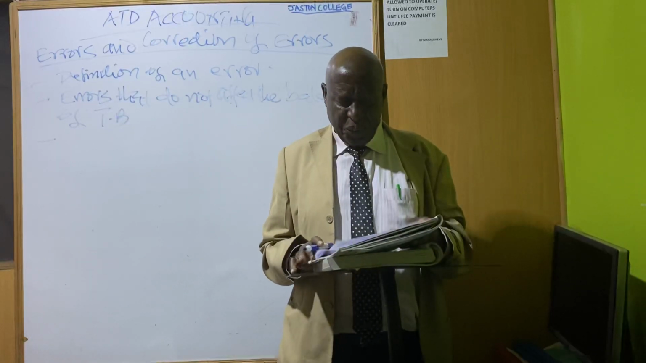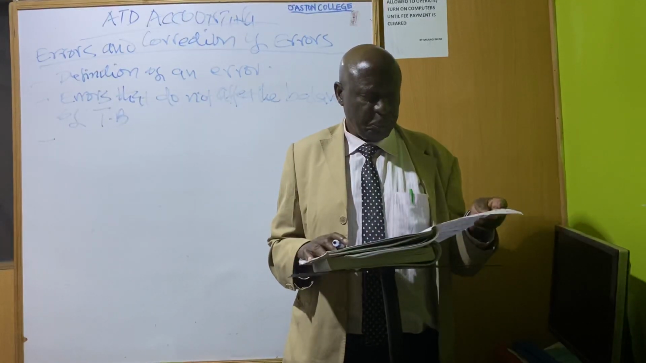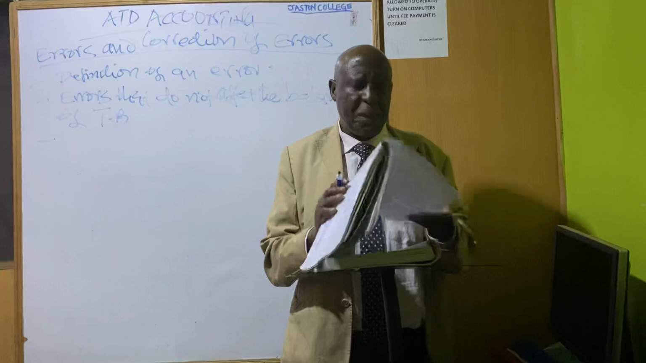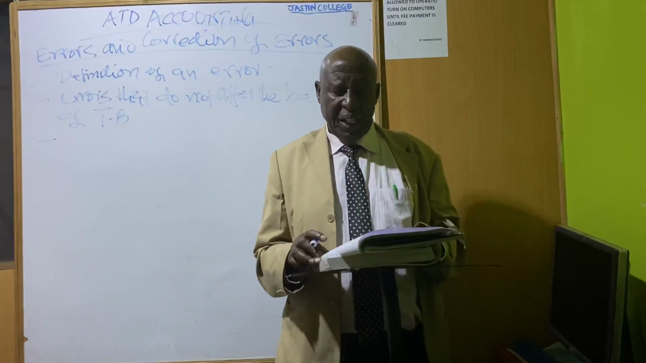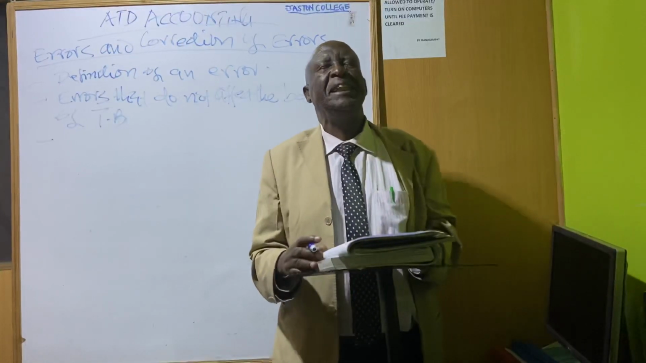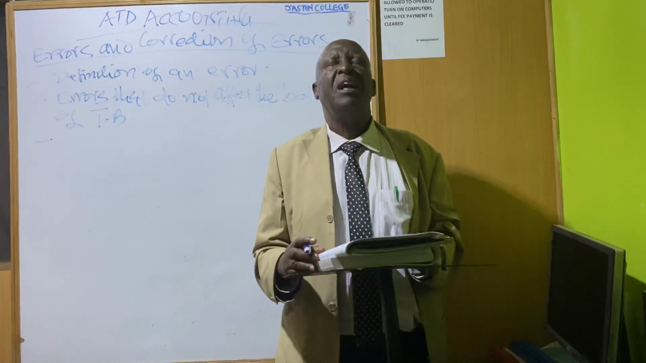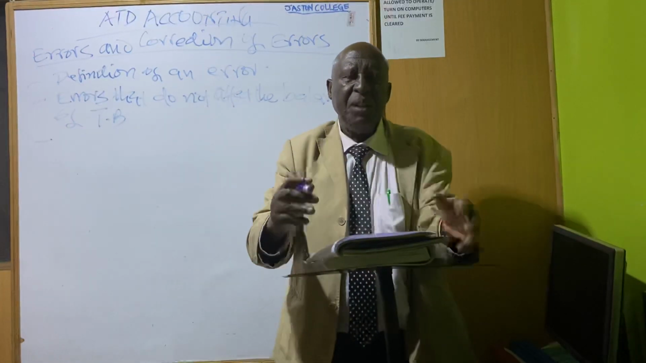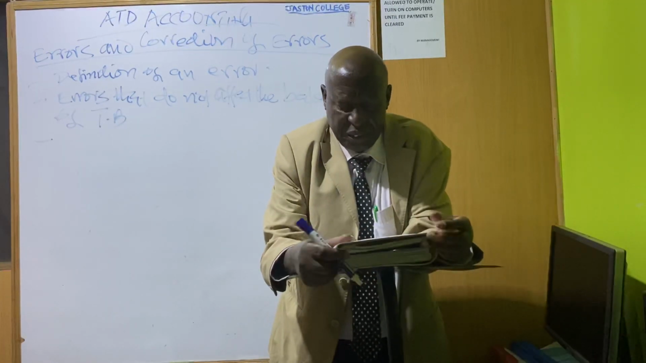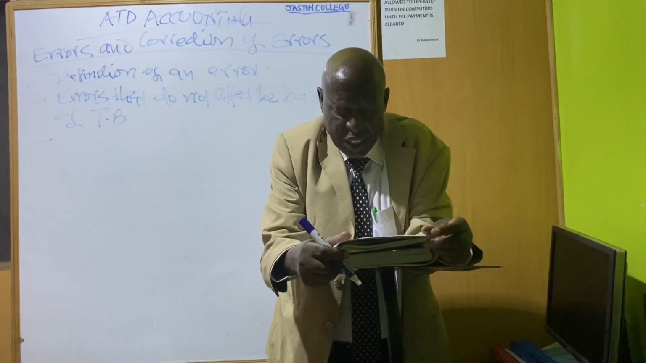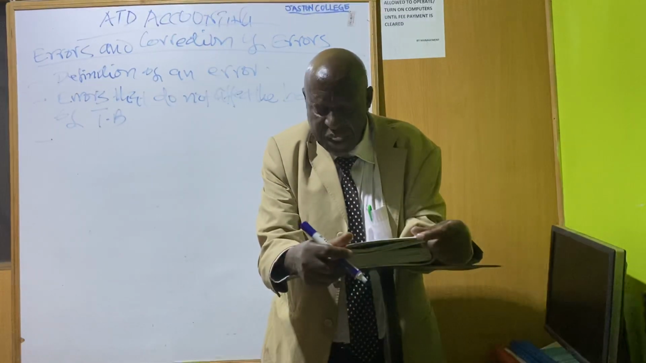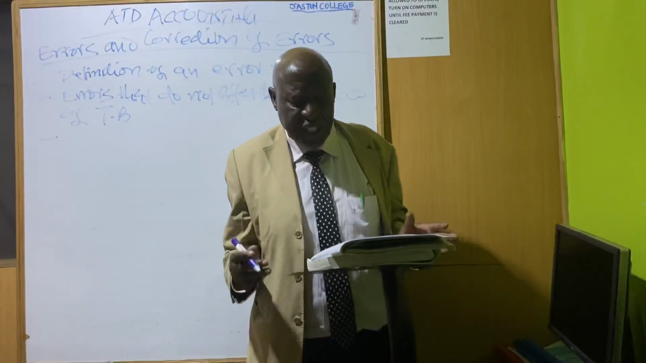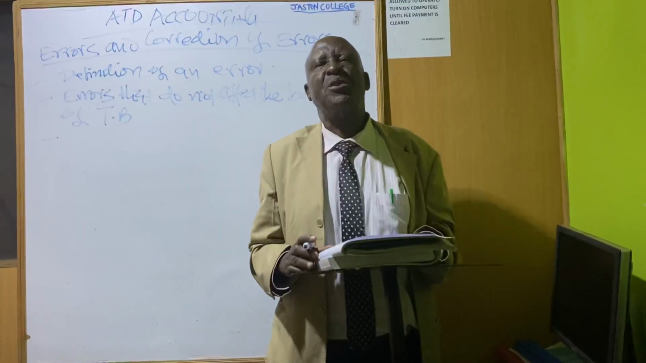We also have errors that affect the balancing of the trial balance. Whenever such errors happen, we normally record them in a suspense account. Suspense is an account that is opened and either debited or credited with the amount that is affecting the balancing of the trial balance.